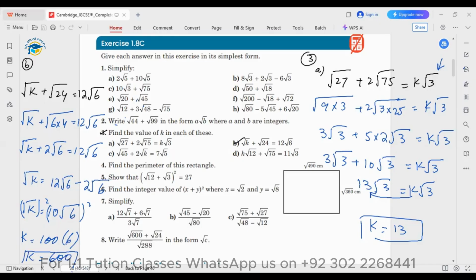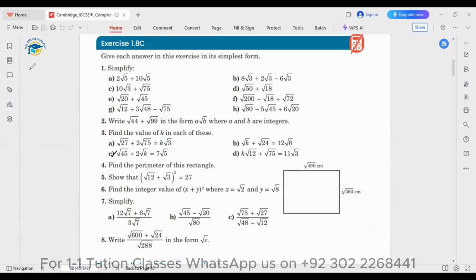Okay, so in this way, if your k, the constant that they gave, is inside the surd, you can just take the square after bringing the other surds together. So you can do it in this way as well. So I hope these two parts are clear. So moving towards part C of this question, we have C as square root 45 plus 2 square root k equals 7 square root 5.